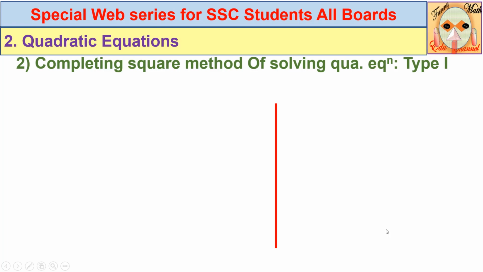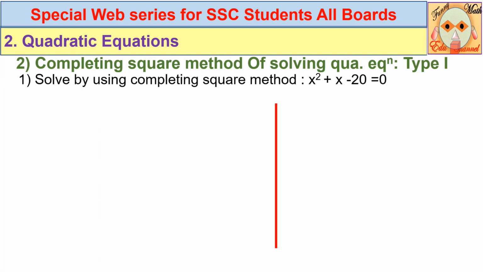Now we are going to see the second method of solving the quadratic equation. We have learned the factorization method. Now we are going to learn the completing square method. Completing square method is a very important method because you have to do the square of the terms which contain the two terms. Now for that I am going to take one example.